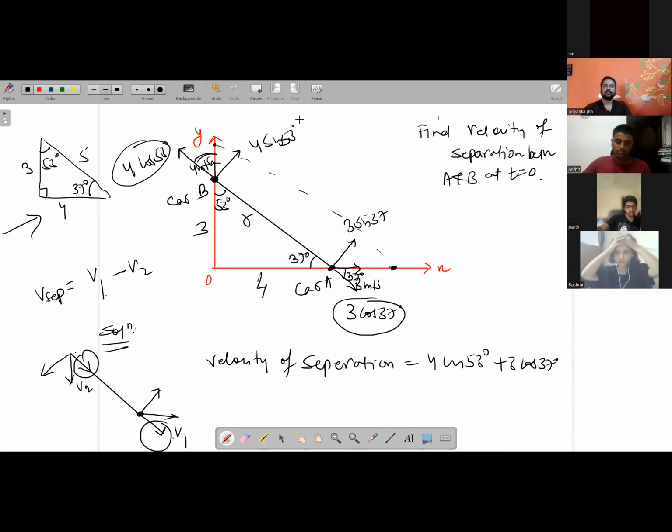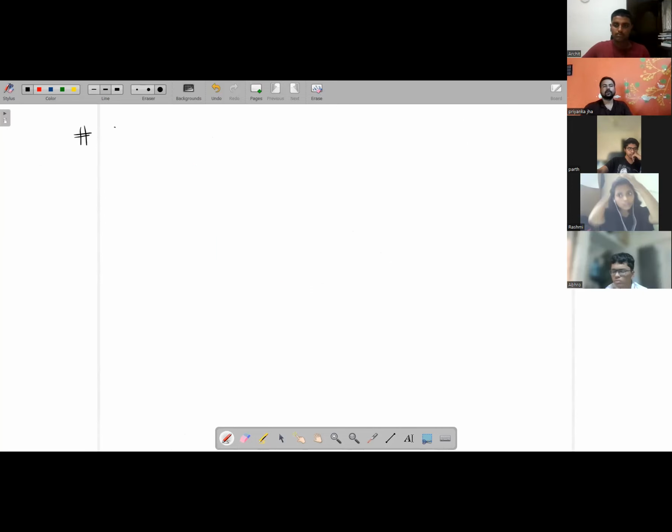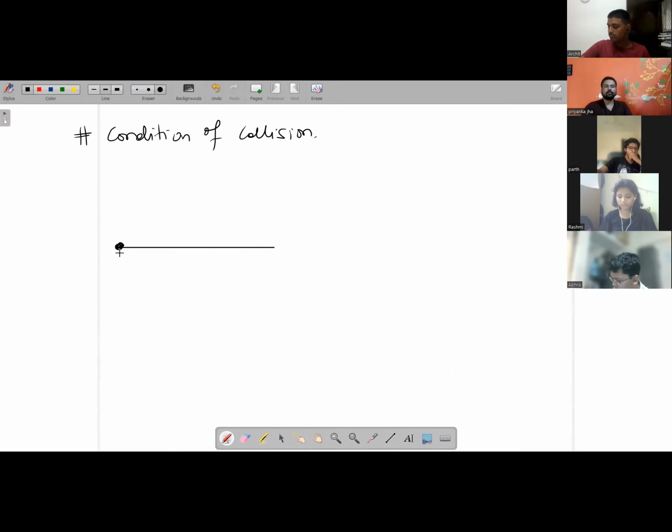Okay, let's go ahead. Now, condition of collision. Suppose you have two objects or two balls or two cars, anything, car A or object A and object B. This is going with some velocity v1 at some angle alpha, and this is going with some velocity v2 at some angle beta. Now you have to find the condition when A and B will collide.